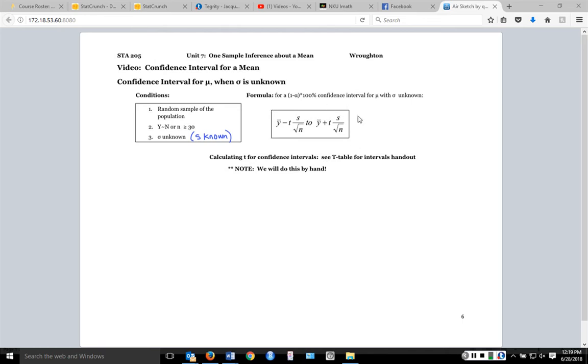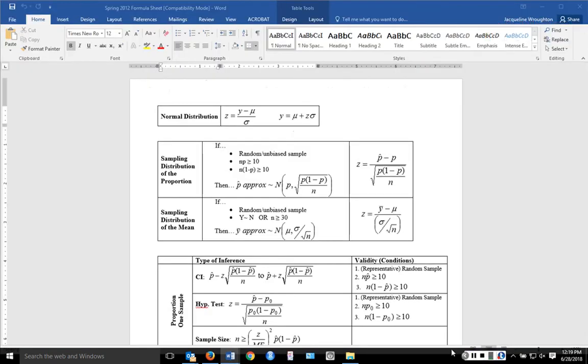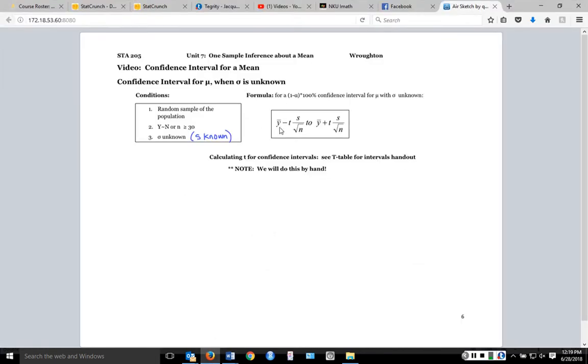So if I look at this confidence interval, let's pull up the one that we did for a categorical variable for comparison. So on our formula sheet, this was what our confidence interval looked like down here. P hat was our sample proportion. Here we have y bar, which is our sample mean. So again, mean is for a quantitative variable, proportion is for a categorical variable. So that's why that is different.